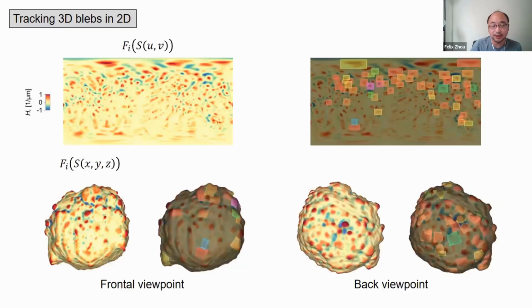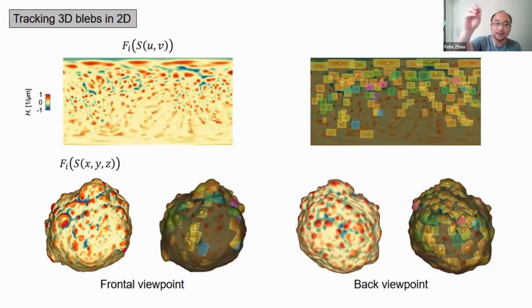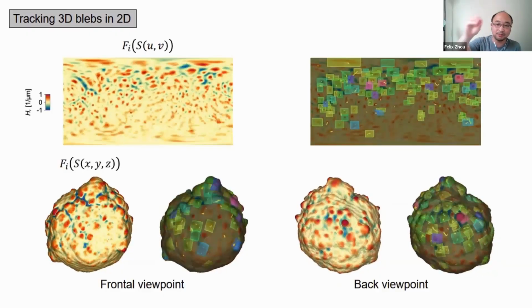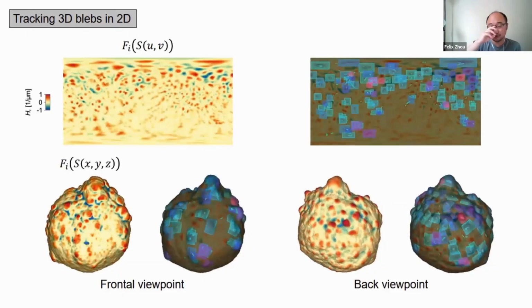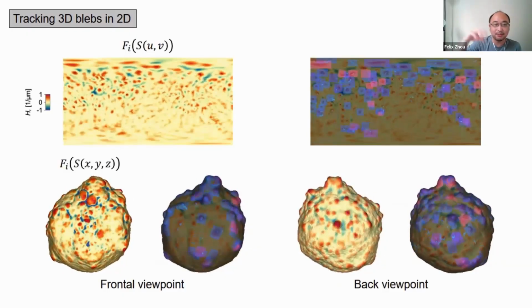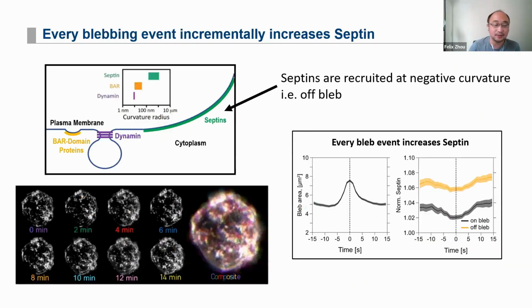And then in 2D, what we can do is use just a bounding box tracker. So we can identify these different curvature points as the blebs, and then track them using your favorite 2D tracker, and then remap it again to 3D and make measurements. And what this allows us to do is revisit our hypothesis that successive blebs are required to accumulate a stable septin population by reconstructing a profile of the mean bleb that we track.